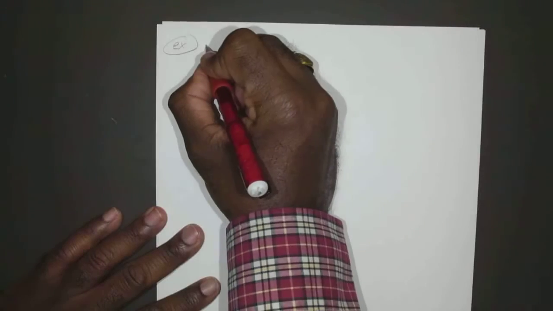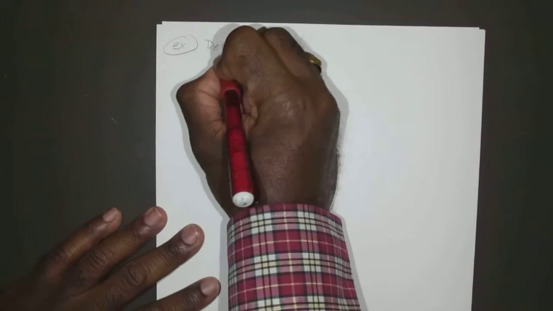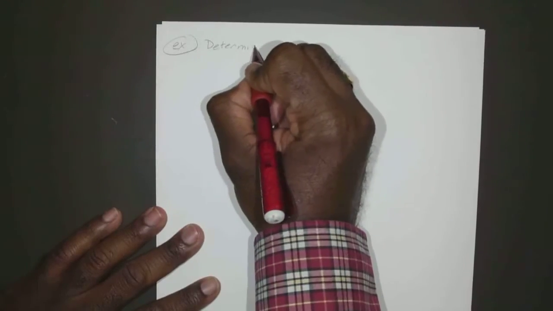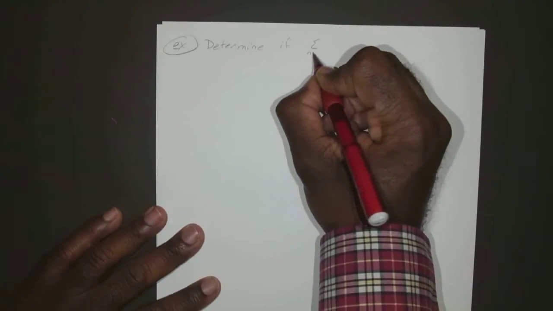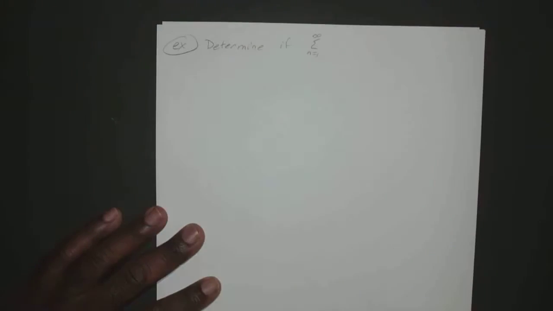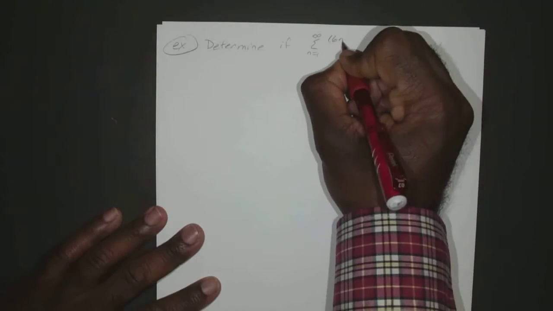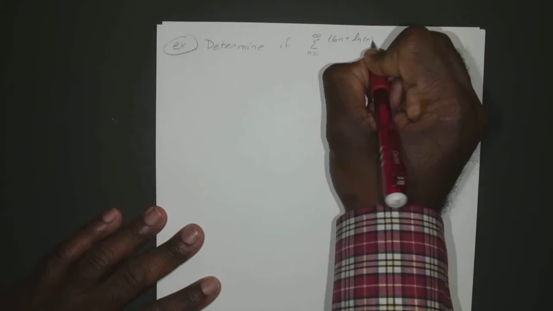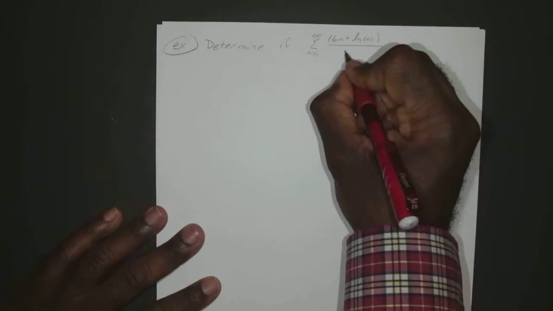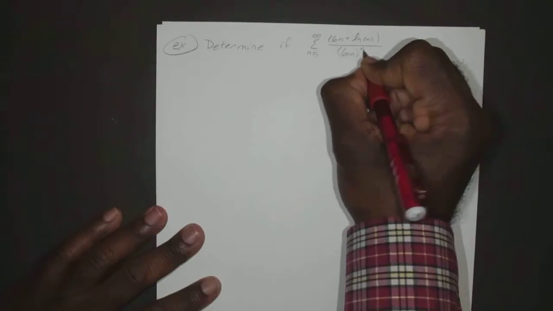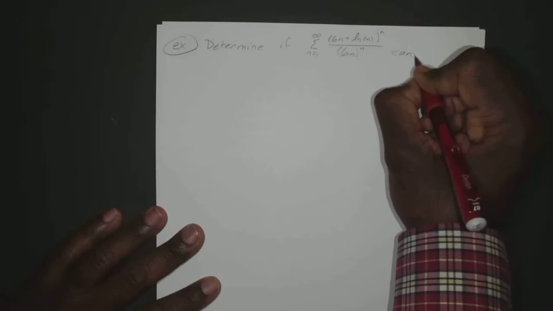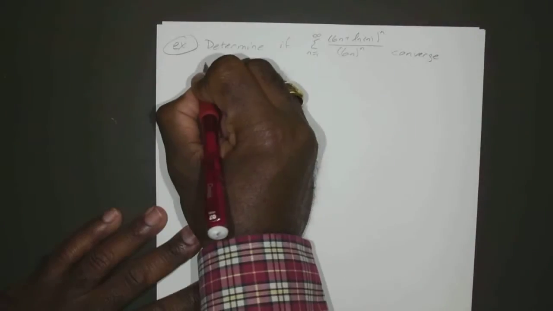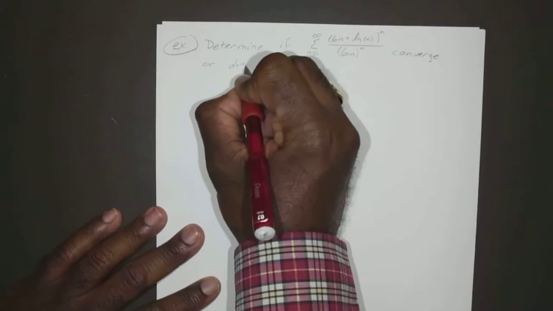Okay, so let's say, for example, determine if the series from n equals 1 to infinity of (6n plus natural log of n divided by 6n) to the nth power, and that also to the nth power, converge or diverge.